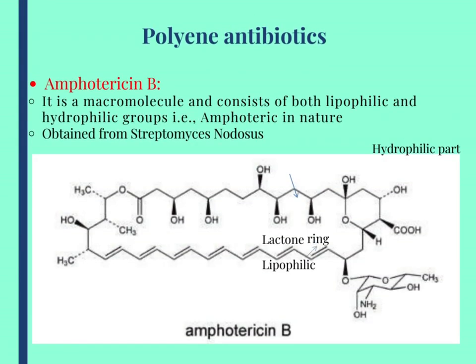Now let's briefly discuss the classification of drugs and their action. Polyene antibiotics: amphotericin B. It is a macromolecule and consists of both lipophilic and hydrophilic groups, that is, amphoteric in nature, obtained from Streptomyces nodosus. Hydrophilic part, and here the structure is mentioned below.